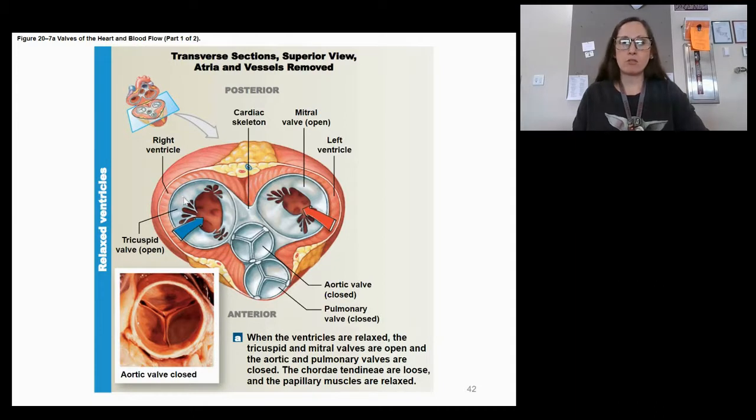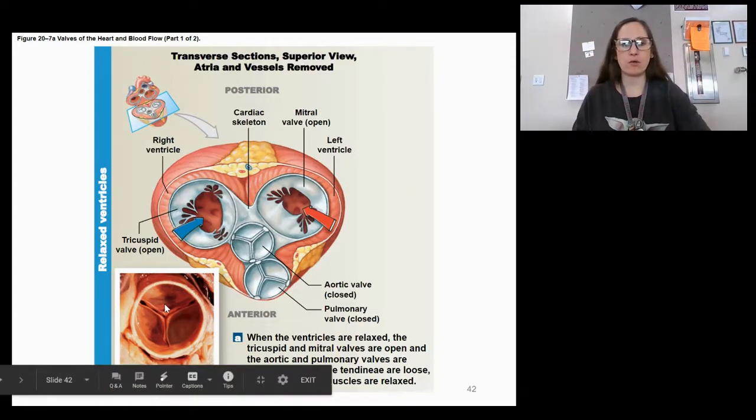So we can see, structurally speaking, our AV valves, or atrioventricular valves, our tricuspid and our bicuspid, operate on the chordae tendineae papillary muscle combination. My semilunar valves, so my pulmonary and my aortic valves, operate on cusps. They have these little cusps, I call them like upside down umbrellas, that open and close kind of like saloon doors.